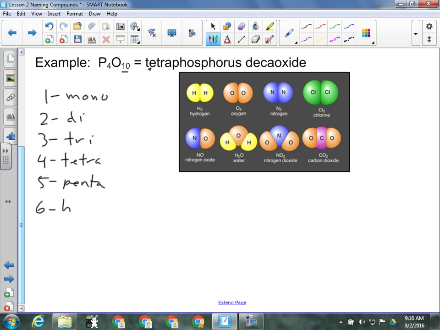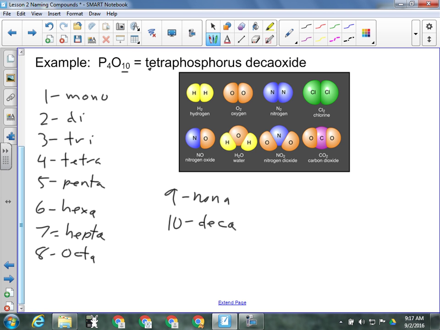6 is hexa, 7 is hepta. Do not write septa. Mr. Real, the chemistry guru, hates that. I don't know why, it just rubs him the wrong way. So don't write septa if you're going into Mr. Real's class. Hepta. And then 8 is octa, 9 is nona, and 10 is deca. You probably won't need anything above 10.